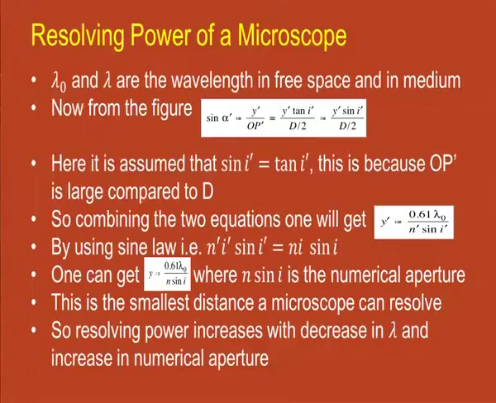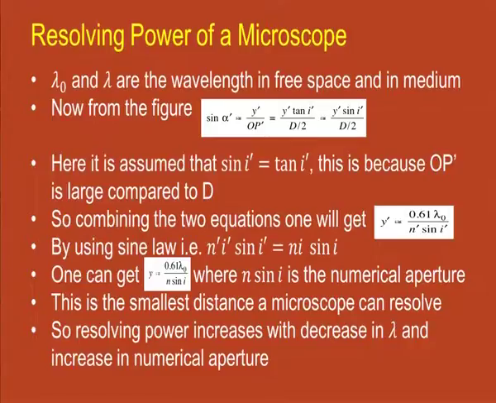Now, from the figure we can say sin alpha prime is equal to y prime by O P prime, and that is equal to y prime tan I prime by d by 2, and that will simplify to y prime sin I prime by d by 2. Here it is assumed that sin I prime is equal to tan I prime. This is because O P prime is large compared to d.